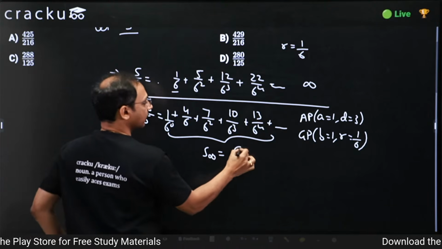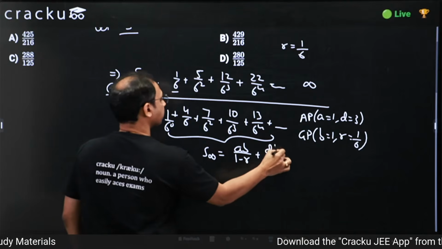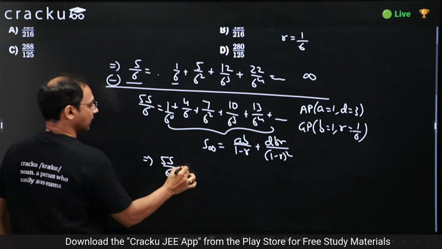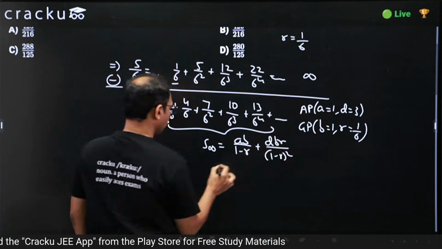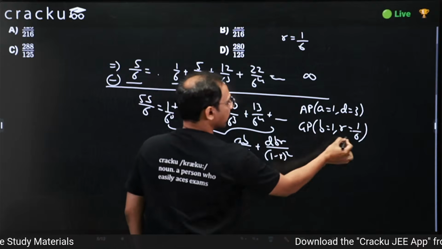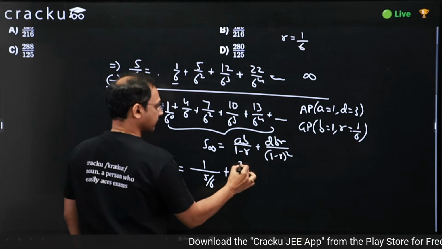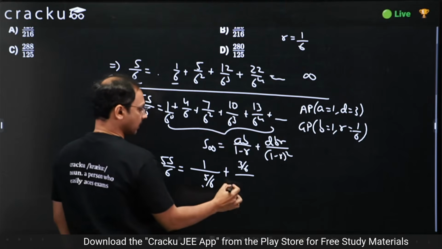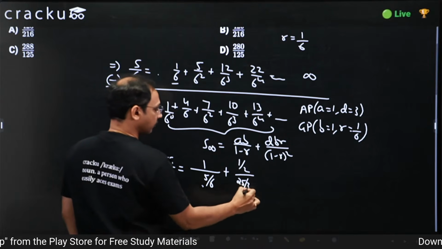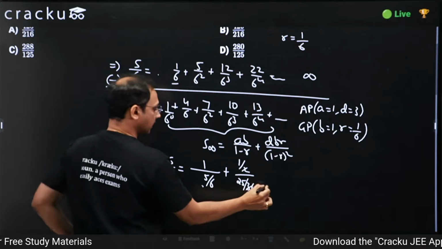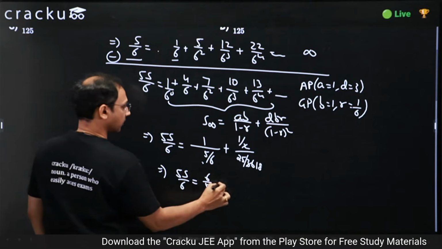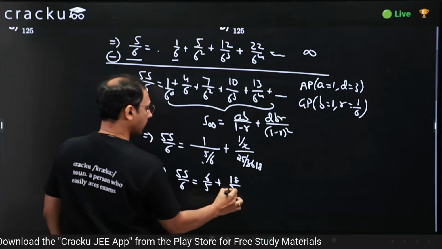S infinity formula is AB by 1 minus R plus DBR by 1 minus R whole square. So I get 5S by 6 is equal to, what is AB? AB is 1. 1 minus 1 by 6 is 5 by 6 plus DBR is 3 by 6. 1 minus R whole square will give me, 3 by 6 I'll write as 1 by 2. 5 by 6 whole square will give me 25 by 36. This will go 18 times. So let us simplify. 5S by 6 is equal to 6 by 5 plus 18 by 25.